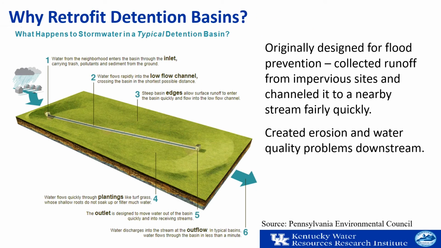So there has been a push to retrofit old detention basins that were designed mainly for flood prevention. And so these retrofits can improve the overall effectiveness of treating both volume and pollutant levels. The speed of the stormwater movement through the basin channel carried trash, sediments, and pollutants quickly through the channel. Turfgrass did little to slow movement and was not effective at soaking up or filtering the stormwater. Additional water entered the basins at its edges, and the outlets were designed to move water out of the basin quickly into the receiving streams, causing erosion and water quality problems.